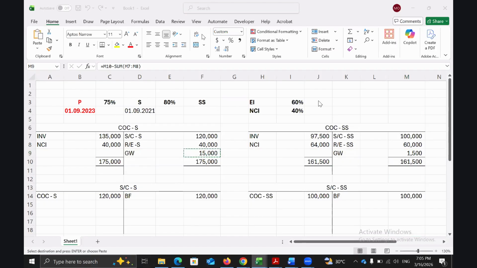Yes, always the goodwill or the gain on bargain purchase is with the parent's ledger. Then can you simply tell the double entry for writing off the goodwill? What would be the double entry to write off the goodwill?